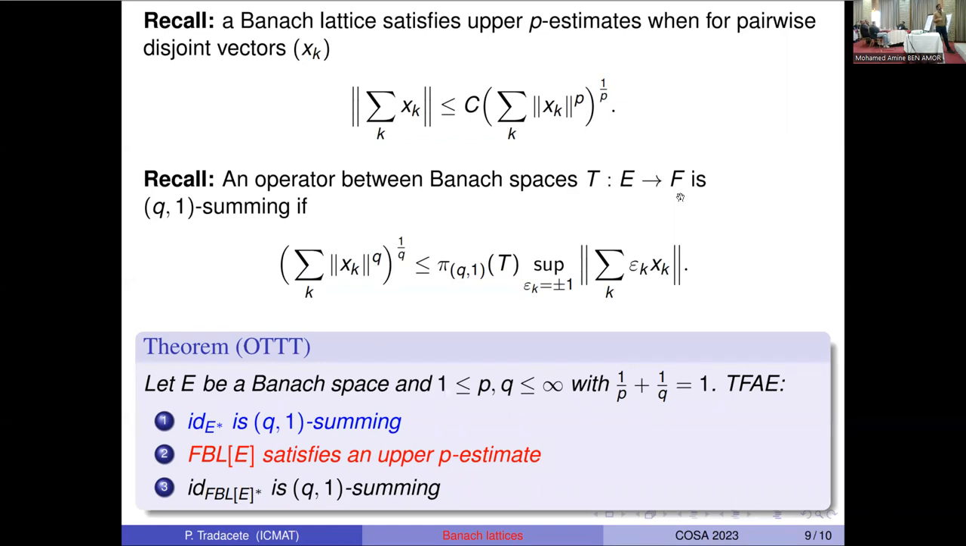Or if you want to look from one to three, as I said, the equivalence between two and three holds for any Banach lattice, right? So what we're proving here is actually the equivalence between one and two, or one and three. So the identity on the dual is Q1 summing if and only if the identity on the dual of the free Banach lattice is also Q1 summing.